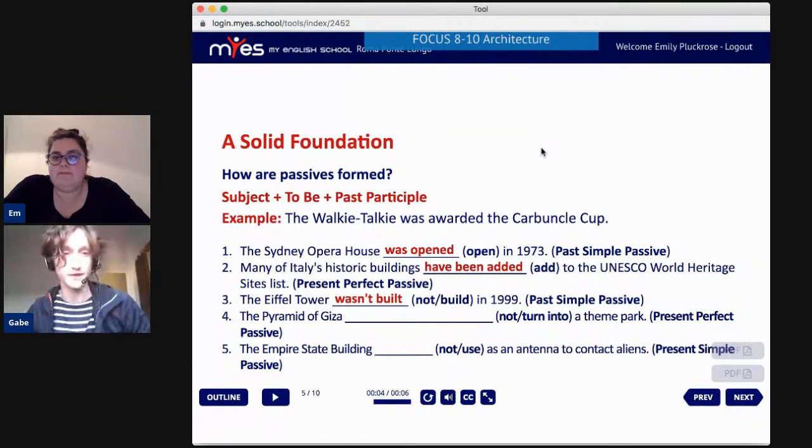The Eiffel Tower wasn't built in 1999. And everyone's done a great job, great stuff by everybody. Yeah. Past participle. Okay. Number 4.